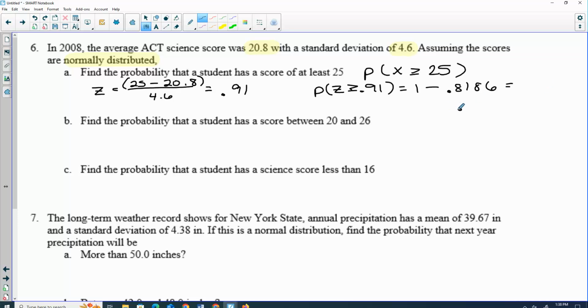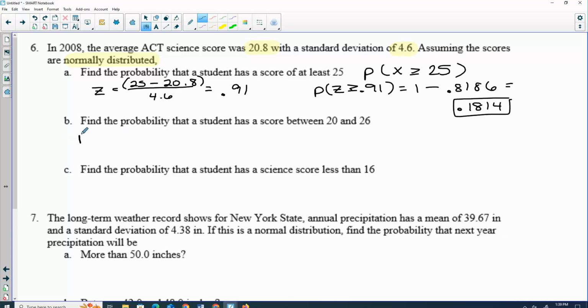So we get 0.181. Am I going too fast? Are you guys able to keep up? So these were back at the beginning. We know it's normal, just change it into a Z and find our probability.